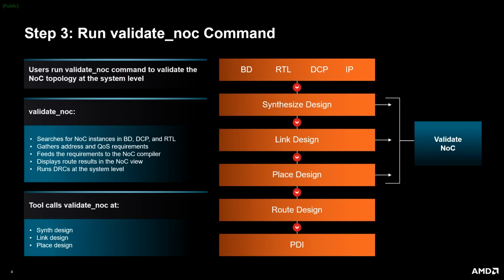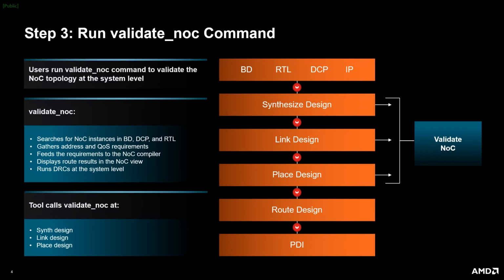The validate_noc command validates the NoC topology for the entire system. The validate_noc command does the following. Looks for various NoC instances present in the BD, DCP, EDIF, and RTL files. Looks for XDC constraints comprising of apertures and QoS. Passes this information to the NoC compiler to create a system-level NoC solution.